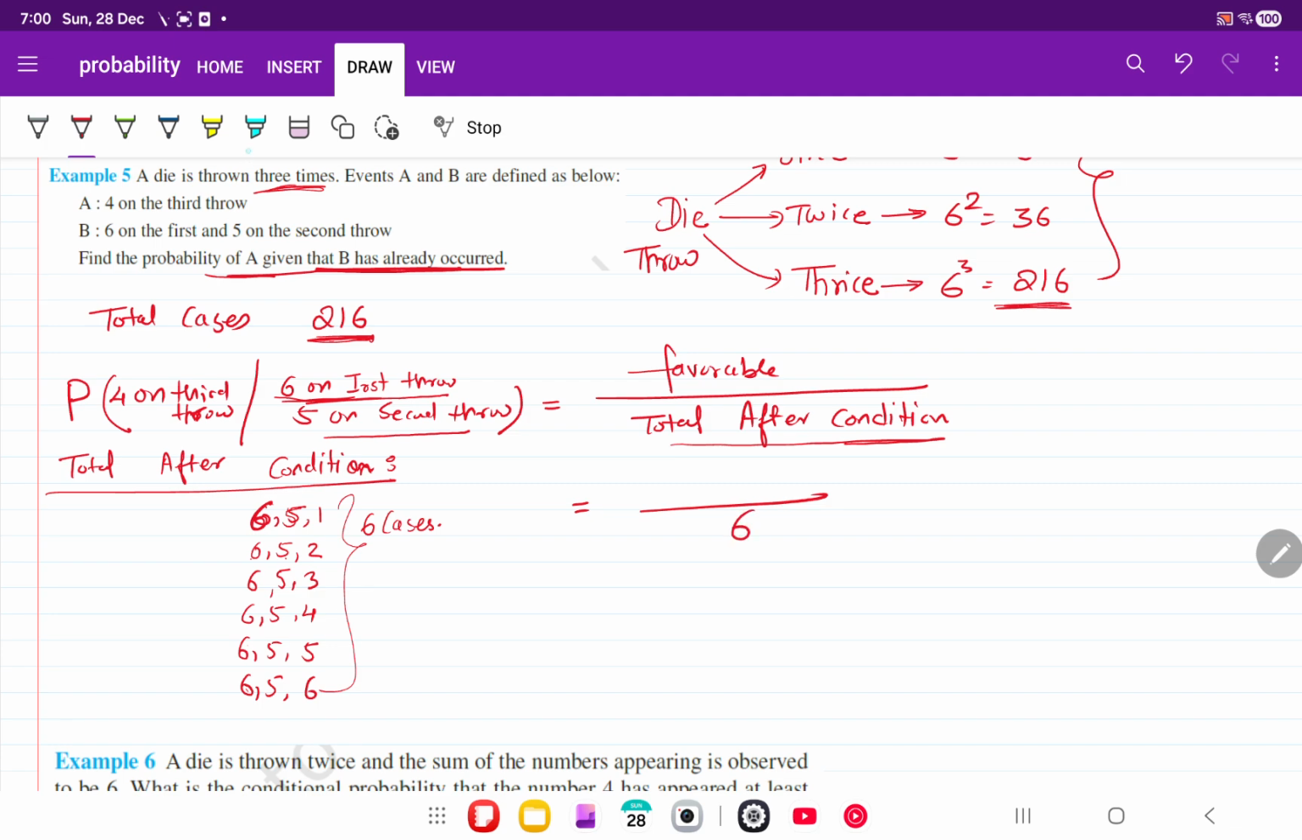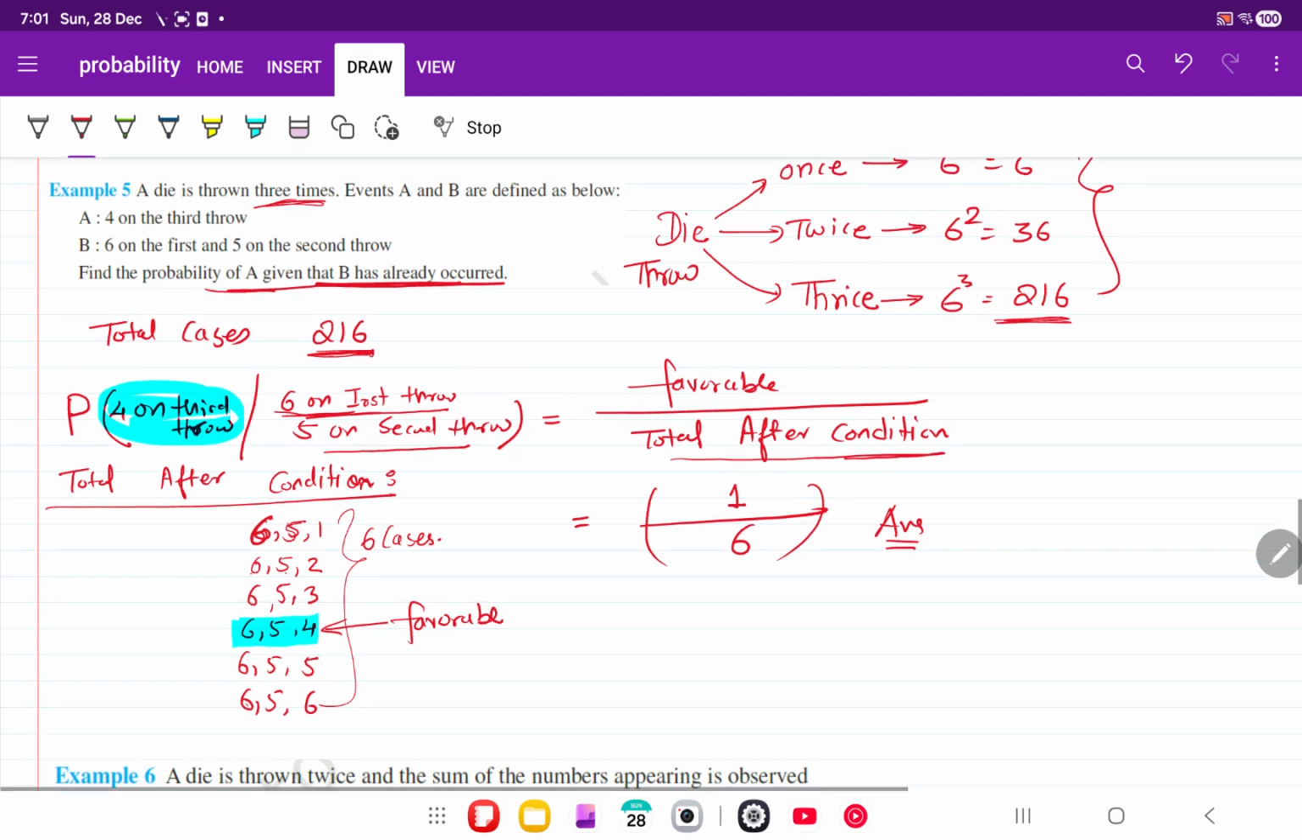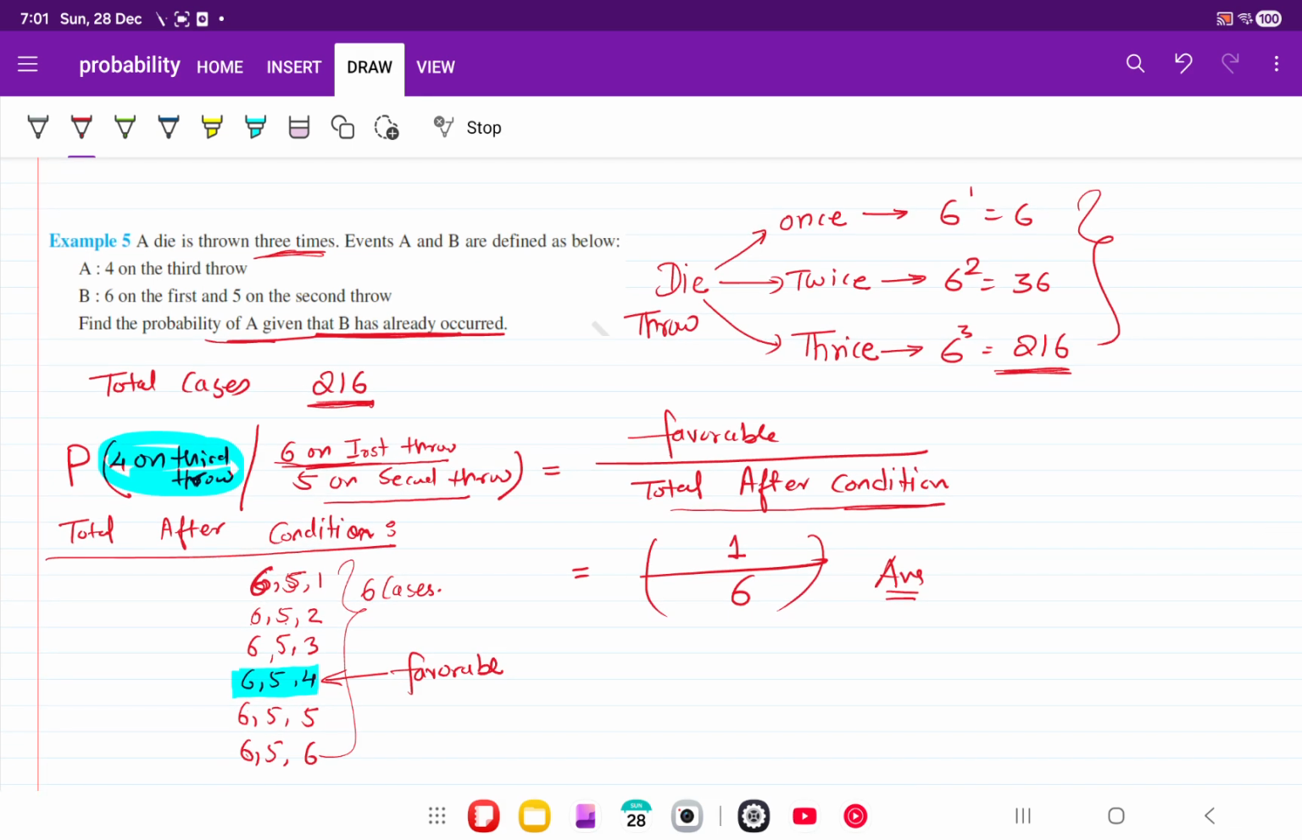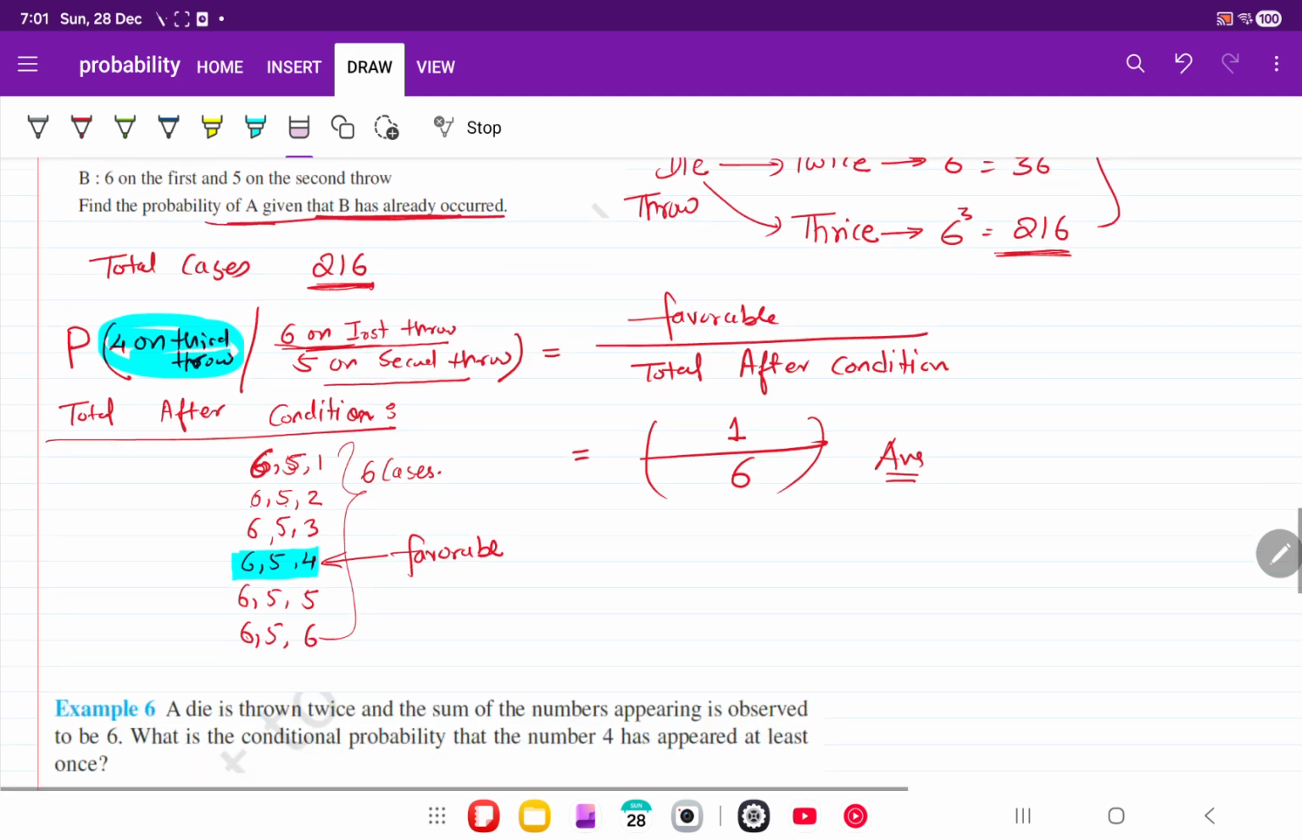Which one is favorable? Favorable is 4 on the third throw. So only this one is favorable. Perfect. So how many cases are favorable? Only this one, which is 1. So this is my probability. Understood? This is how we can solve problems if the condition is given. If you are not comfortable with the standard formula, this is the very easy way to solve questions.